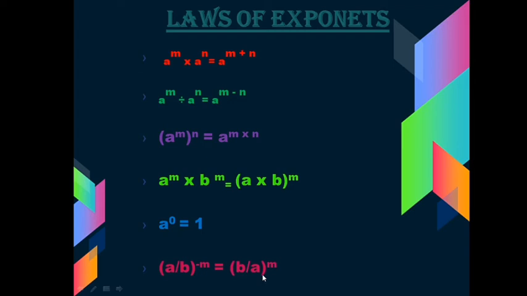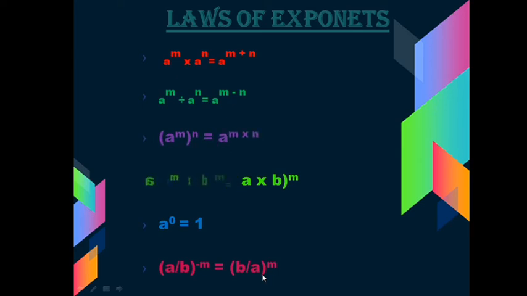So now one by one we are going to repeat it, and listen carefully how to read them. That is, a raised to the power m into a raised to the power n equals a raised to the power m plus n. A raised to the power m divided by a raised to the power n equals a raised to the power m minus n. A raised to the power m whole raised to the power n equals a raised to the power m into n.